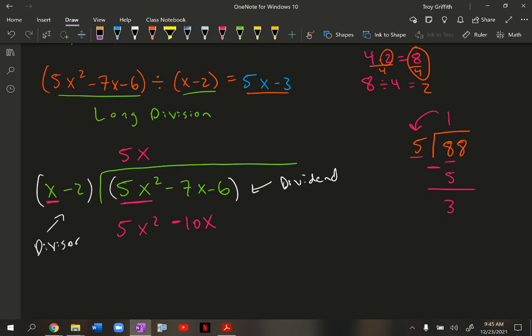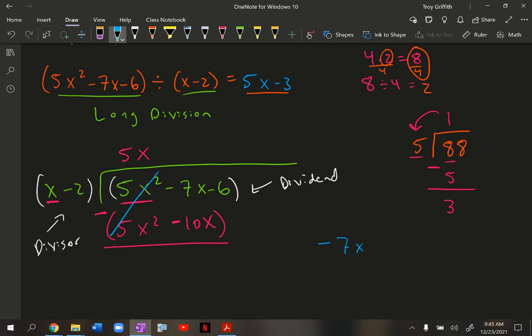Okay. And then just like in normal long division, I'm going to take these two things and subtract them. Now, this is very, very important. I'm going to put parentheses around this because we have to remember to distribute this negative sign. So let's go ahead and try this here. 5x squared minus 5x squared. These should always cancel out when you do your long division. Okay. Negative 7x minus negative 10x.